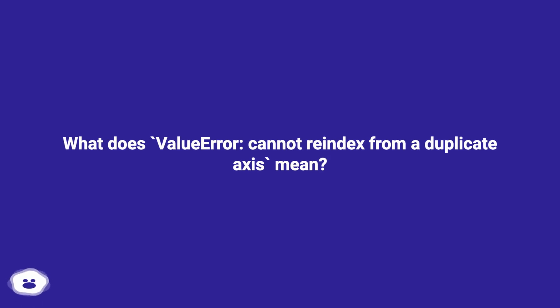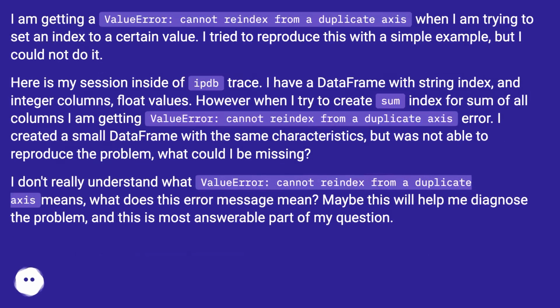What does "ValueError: cannot reindex from a duplicate axis" mean? I am getting a ValueError, "cannot reindex from a duplicate axis", when I am trying to set an index to a certain value. I tried to reproduce this with a simple example, but I could not do it.